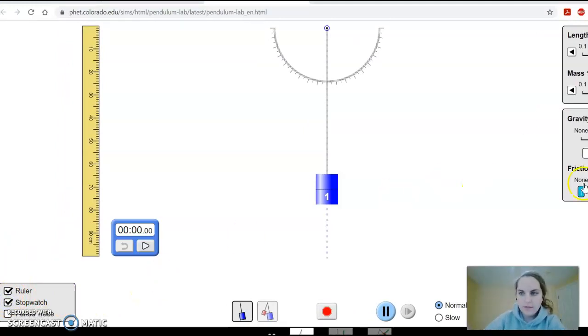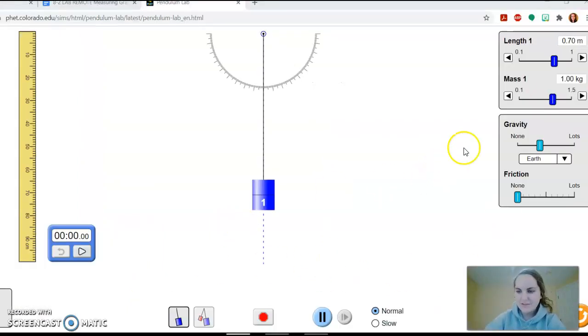Okay, and then let me see if I can make the screen bigger. I cannot. Okay, so let me, hold on. All right, sorry about all these issues. But what you're going to do is change this length. So right now you see it as 0.7 meters. Go ahead and change that to 1.